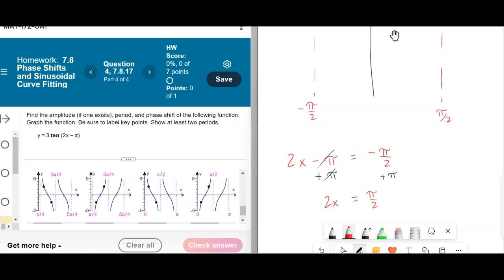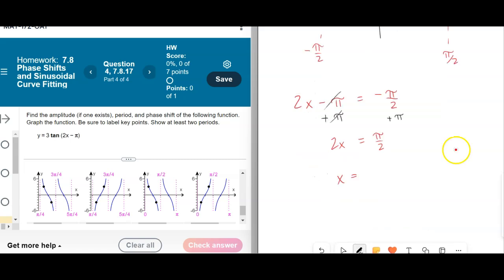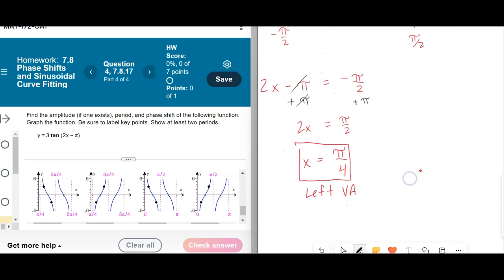And then I'm going to divide both sides by 2. And I get x is equal to positive pi over 4. So that is my left vertical asymptote. That was at negative pi over 2. All right, now my other one was at positive pi over 2. So I'm going to do the same thing.